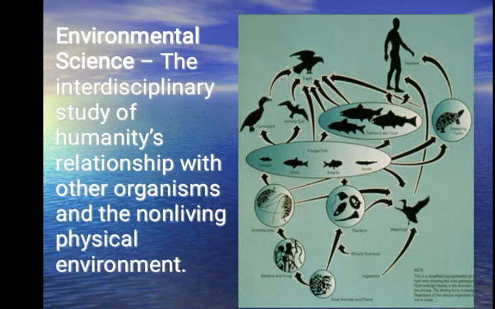Then environmental science, the interdisciplinary study of humanity. What is environmental science? Now, the interdisciplinary study of humanity's relationship with other organisms and the non-living physical environment is the science of environment. So it is called environmental science. So ये क्या है ना, हमारा मानव और अनेक लिविंग नॉन लिविंग जीव और निर्जीव उनके बीच में जो रिलेशनशिप है, उनके बीच में जो इंटरेक्शन है, उसको पढ़ना ही एनवायरमेंटल साइंस है.